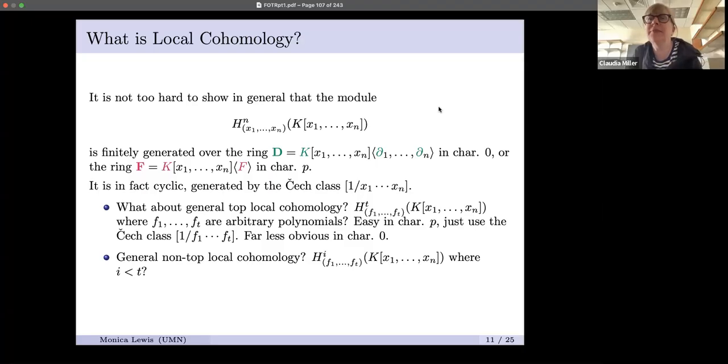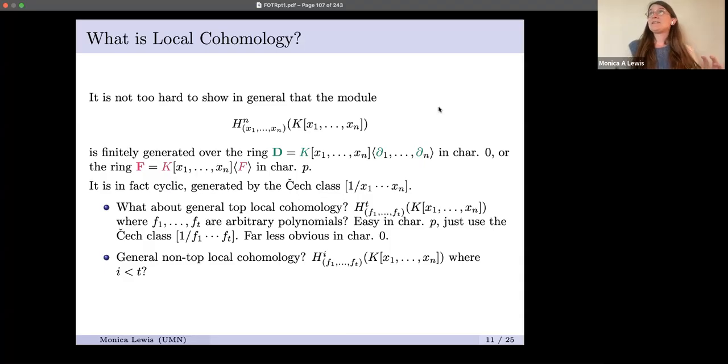Oh, there's a question. Yes. Is the minimum number of generators 1 in the example of top local cohomology in a polynomial ring of dimension 2? Is the minimum number of generators 1 for top level cohomology in dimension 2? As a D or F module, yes. I mean, you certainly can't get away with 0 generators. I might be misunderstanding the question. What do you mean by minimum number?